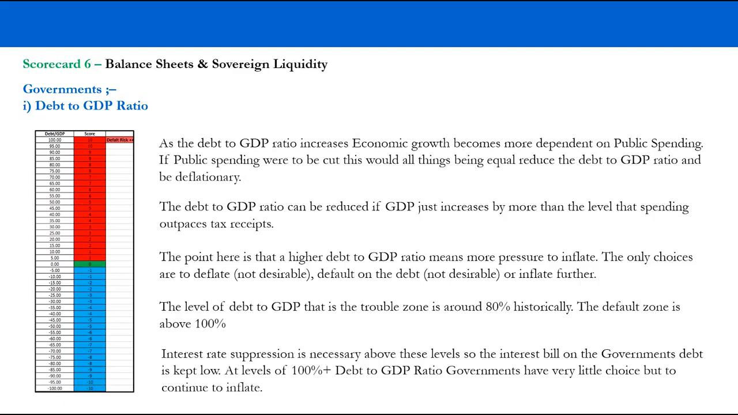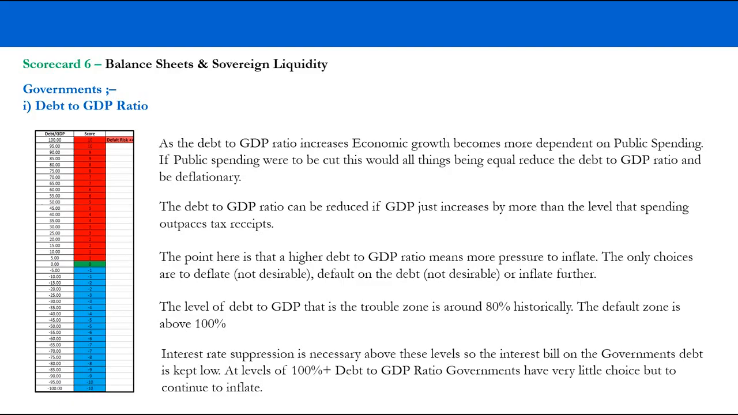If, for example, the debt level is increasing and the government is making the conscious decision and choosing to spend more of their tax revenues and outstanding debt is increasing, if GDP increases at a higher rate, then obviously the percentage of outstanding debt to GDP as a proportion of GDP will go lower. So we have to bear that in mind. The point here is that a higher debt to GDP ratio simply means more pressure to inflate, because the only choices are to deflate, which is not desirable, because in deflation you obviously threaten economic growth.